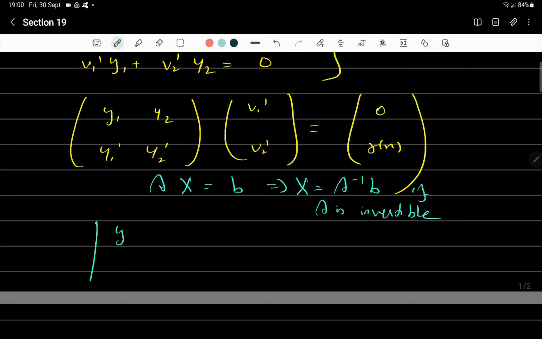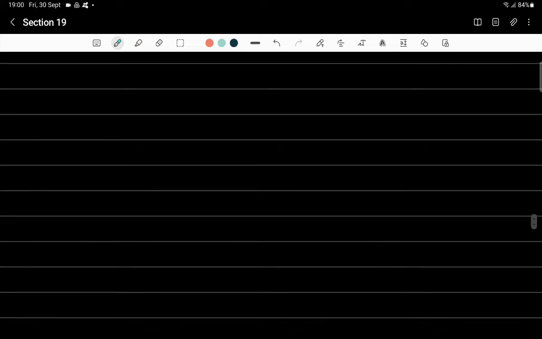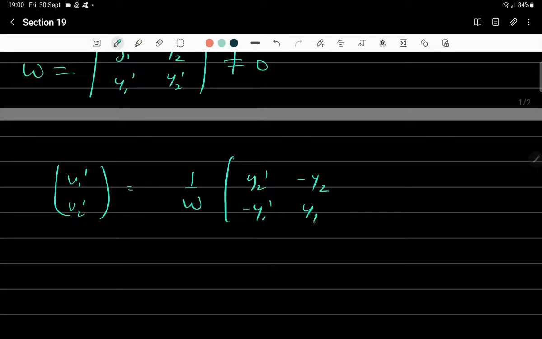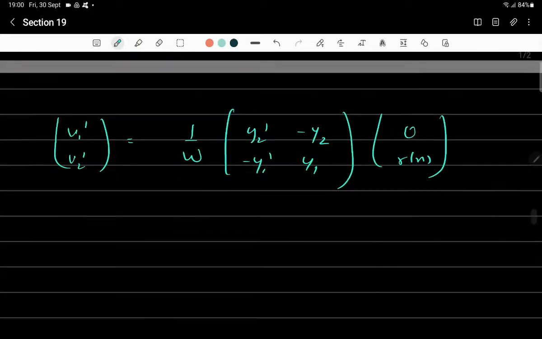So the determinant of [y1 y2; y1' y2'], is it 0? It's non-zero, because y1, y2 are linearly independent, and this is actually the Wronskian of y1, y2. Since y1, y2 are linearly independent, the Wronskian is always non-zero. That's why it's invertible, and this is why my [v1' v2'] would be 1 by determinant of A, which is the Wronskian, times [y2', -y2; -y1', y1]. So this is the inverse of the matrix A, and then [0, r(x)].